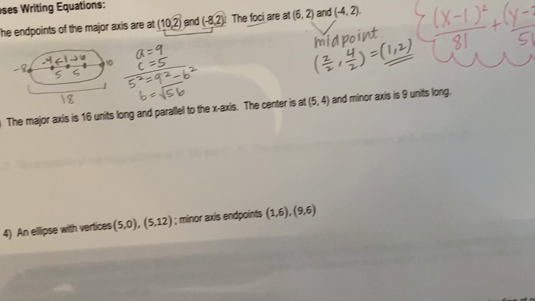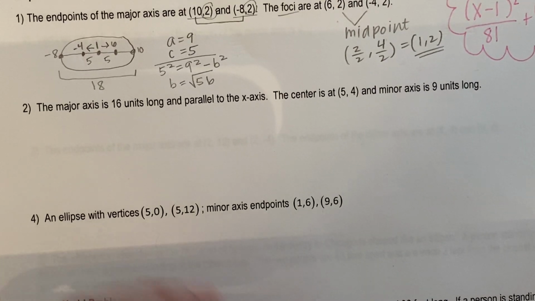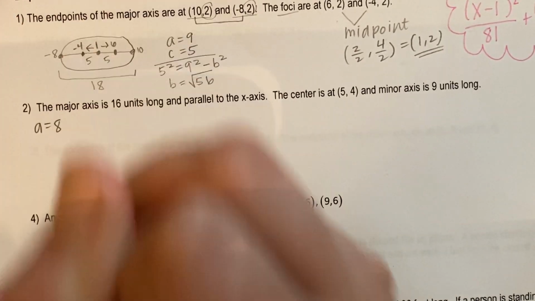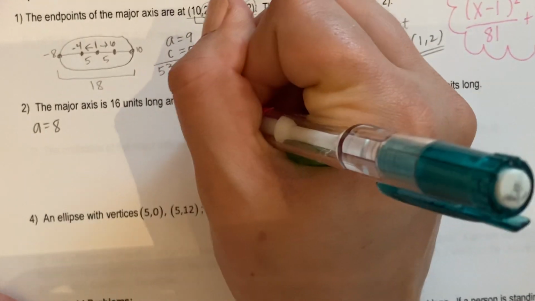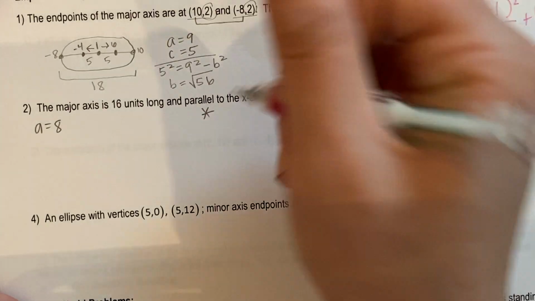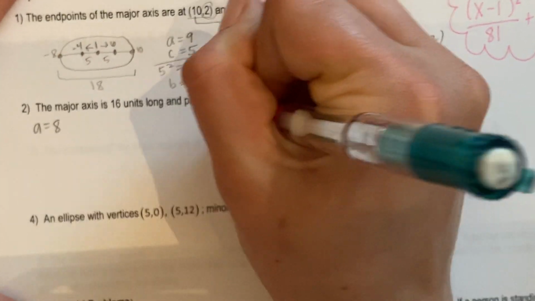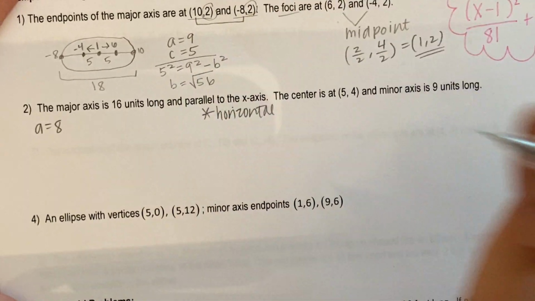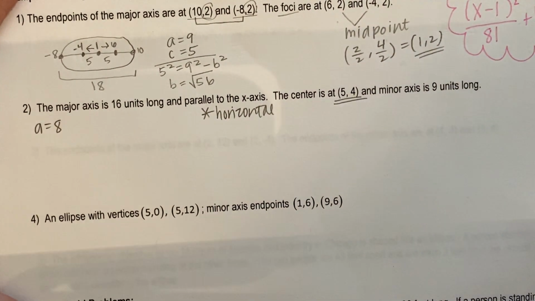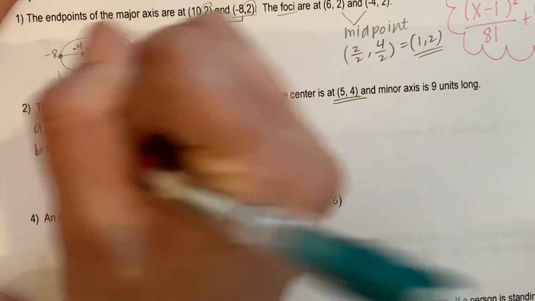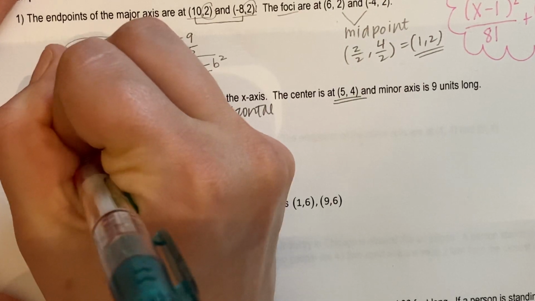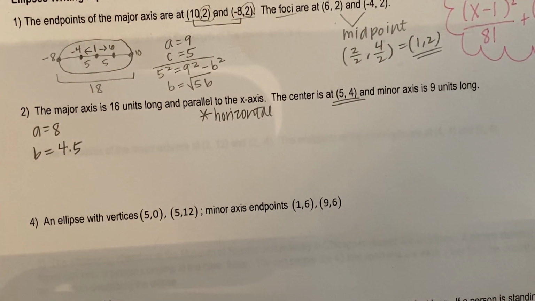Let's do another one. Okay, the major axis is 16 units long. That means a is 8. It's parallel to the x-axis. This tells me that it's horizontal because the x-axis is horizontal. The center is at 5, 4, we'll need that. And the minor axis is 9 units long. That tells me b, half of 9, is 4.5. Now we don't need c to write the equation, so I don't need to find it. And I'm just going to go ahead and start writing what I have.